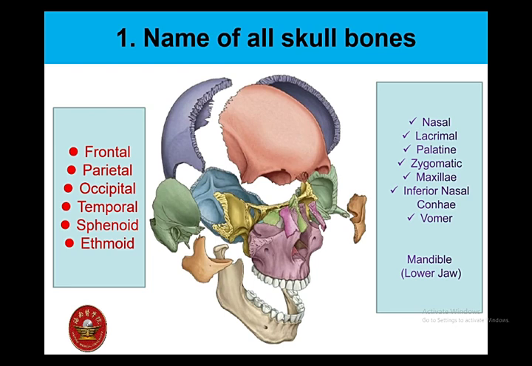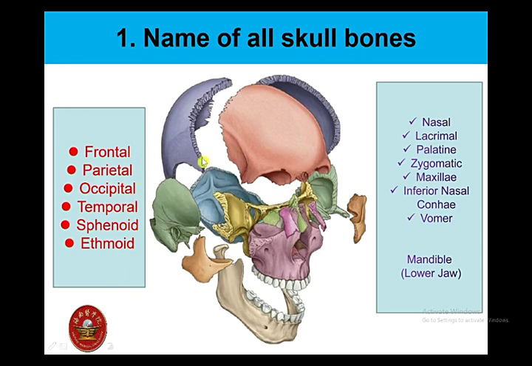So except the ossicles and the mandible, the rest of the bones of the skull are joined together by the special kind of fibrous joint. We call them sutures. They are immobile. So skull bone, we can divide it into the cranial bone and the viscerocranium, or we can say the facial skeleton bone.